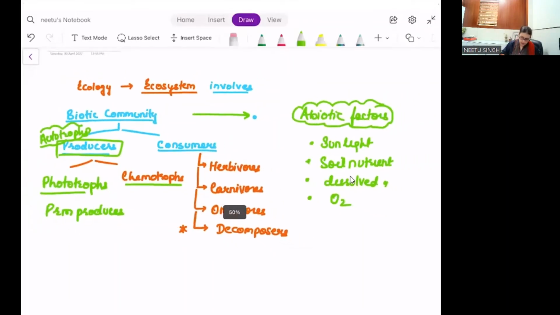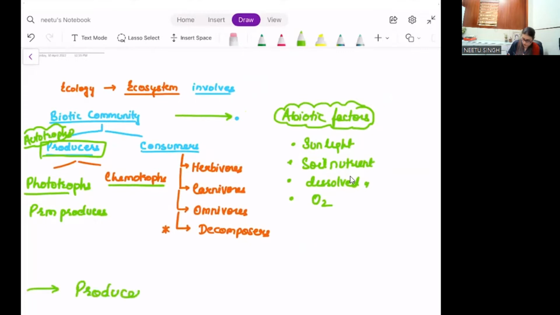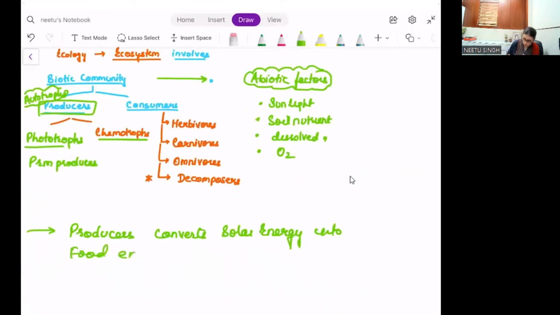So environment, ecology, biodiversity and climate change for upcoming prelims. With what is ecology, we have dealt with the climate. These are the important constituents. Who are producers? Producers convert solar energy into food, energy and matter.